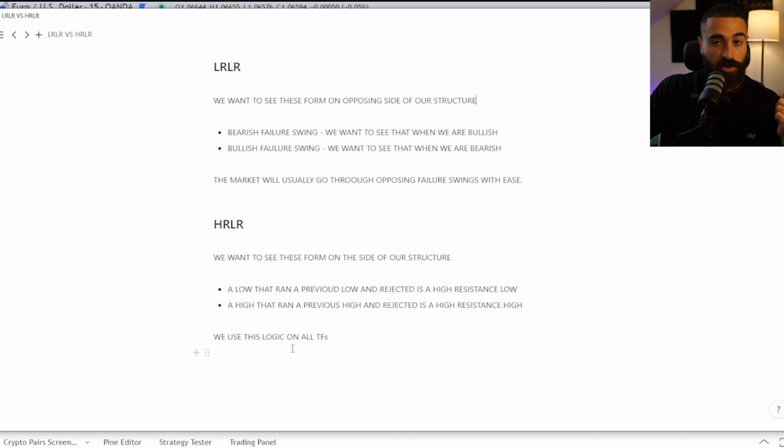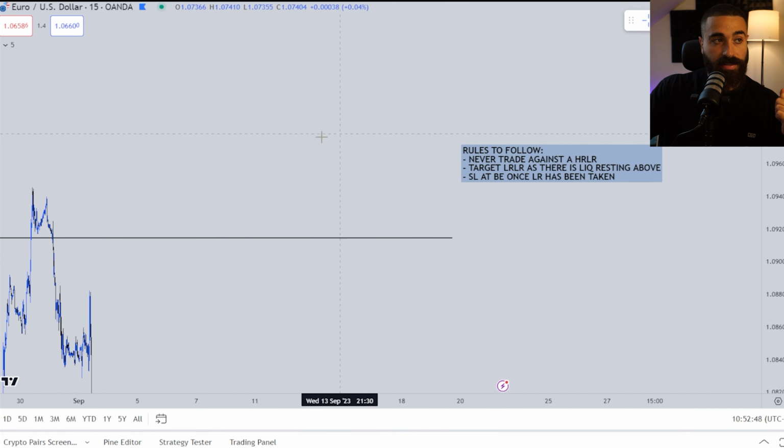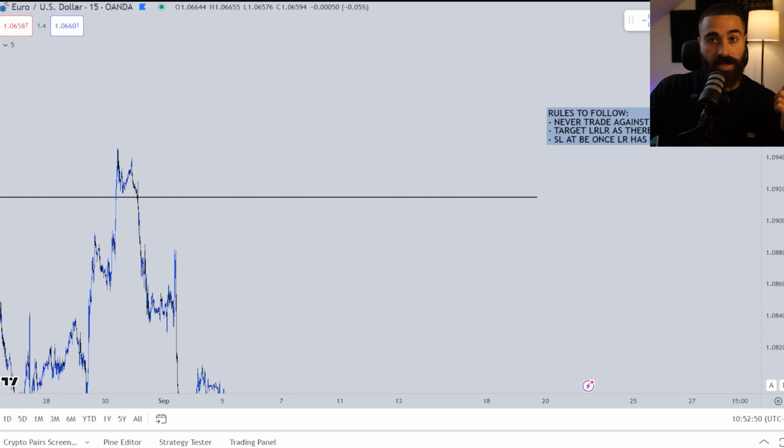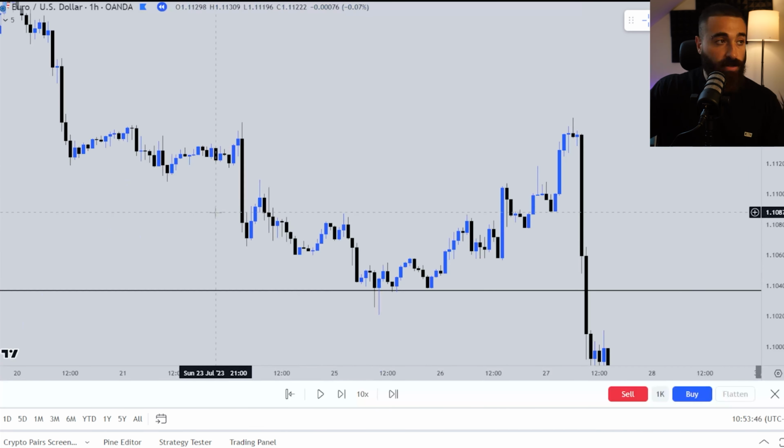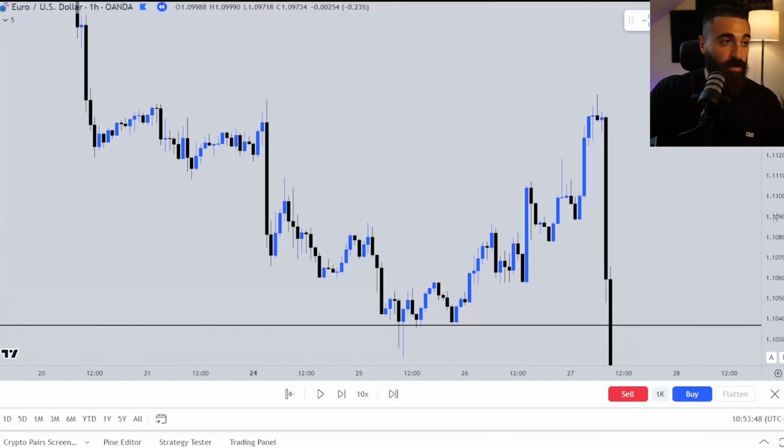We use this logic on all time frames. We will see some examples right now so you can get a better idea of what I mean by all this. Okay, so we have this example right here on EURUSD.